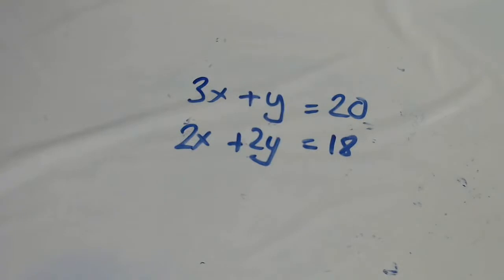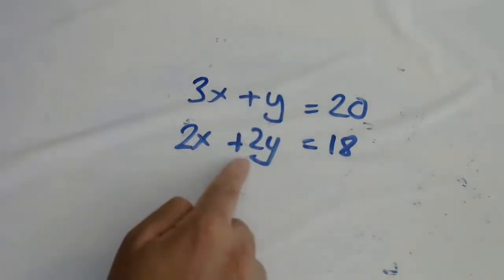So here we've got a problem because none of the letters match. There's a 3x and a 2x, and they don't match, and a y and a 2y, they don't match. What we do is we multiply one of the equations all the way through so they match. You can choose which letter to match. I'm going to choose to make the y's match, all right?